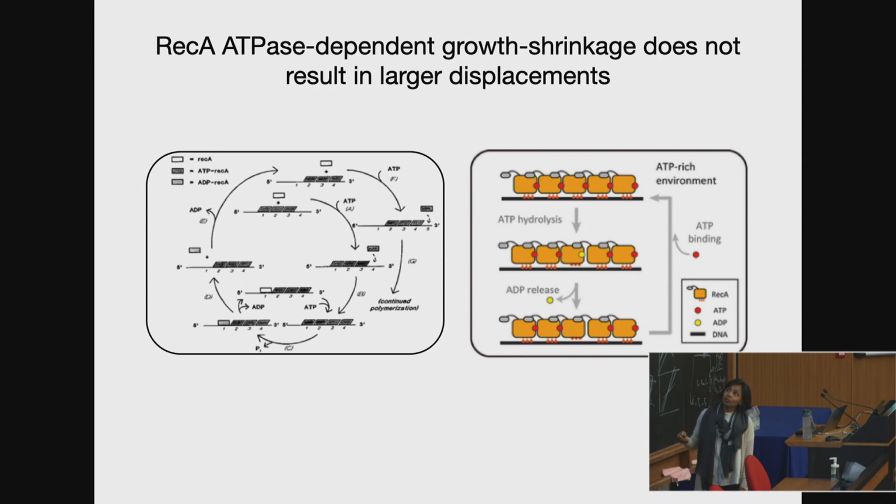So the idea that it could perhaps treadmill on its own was not favored in the past because of this idea that you could have the ATPase cycle happening anywhere.